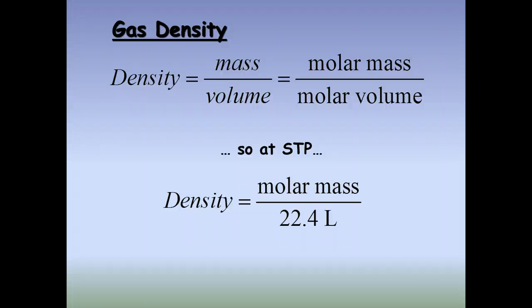Sometimes we want to know the density of a gas, and density is mass divided by volume. In the case of gas laws, we use the molar mass divided by the molar volume. So at STP, density would equal the molar mass divided by 22.4 liters, and we get the density of our gas. Pretty simple.